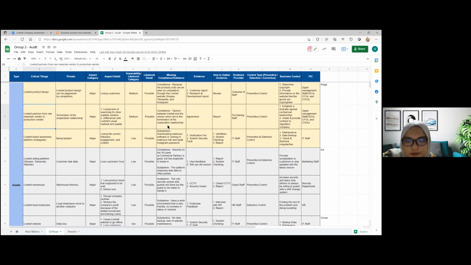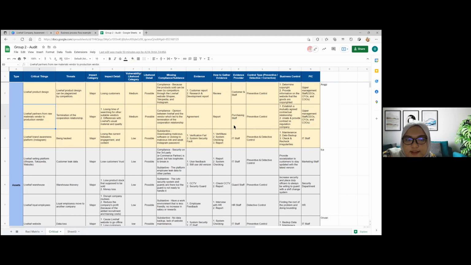Evidence is the agreement, and how to gather evidence will be reports provided by purchasing staff. Control type will be preventive control, and the business control is to establish a mutually agreed contractual relationship and create and provide a contract in the company regulation. And the PIC will also be upper management staff consisting of the CEO, CPO, and COO.